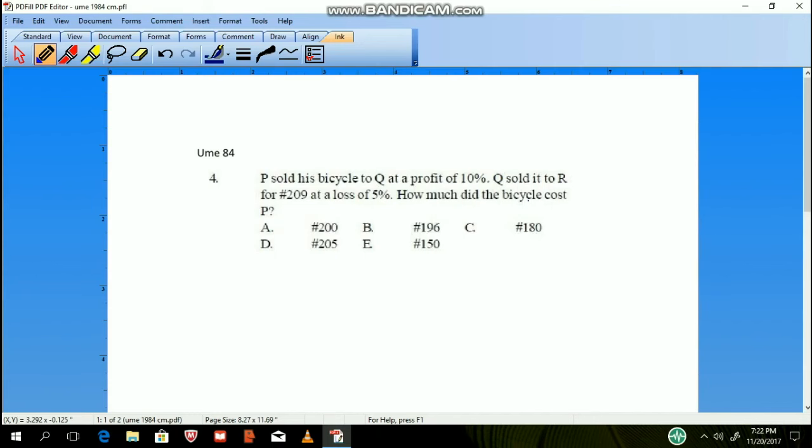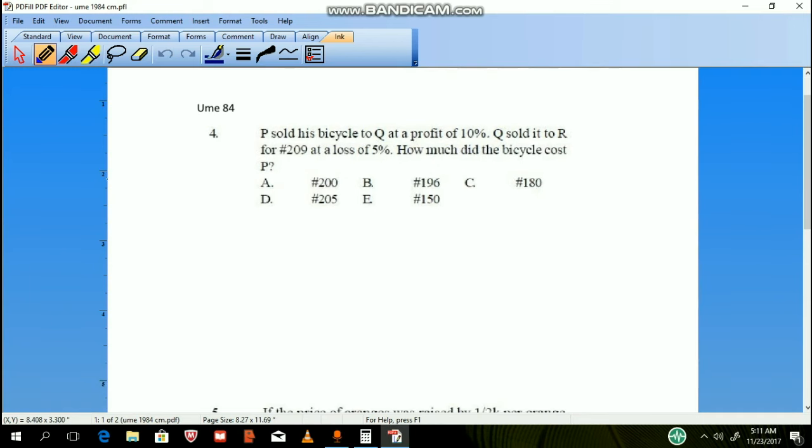Here is UTM in 1984, question number 4. In this question, we are told P sold his bicycle to Q at a profit of 10%. Q sold it to R for 209 naira at a loss of 5%. How much did the bicycle cost P? The first thing we're going to think about is P sold it to Q.